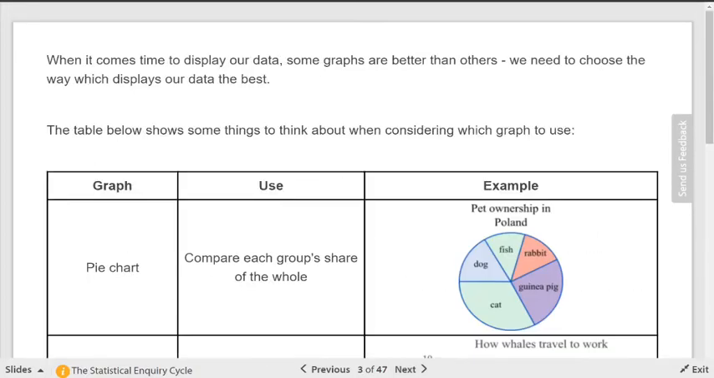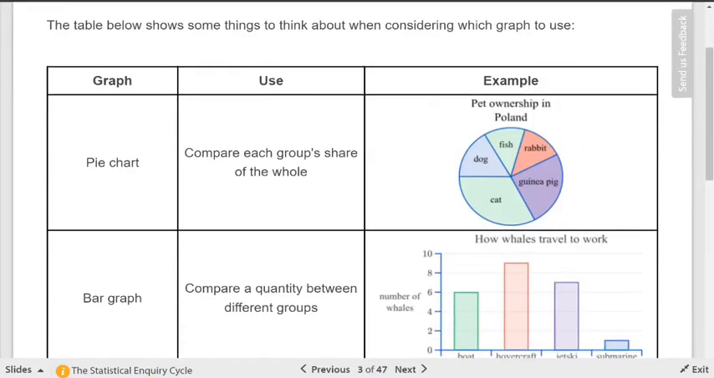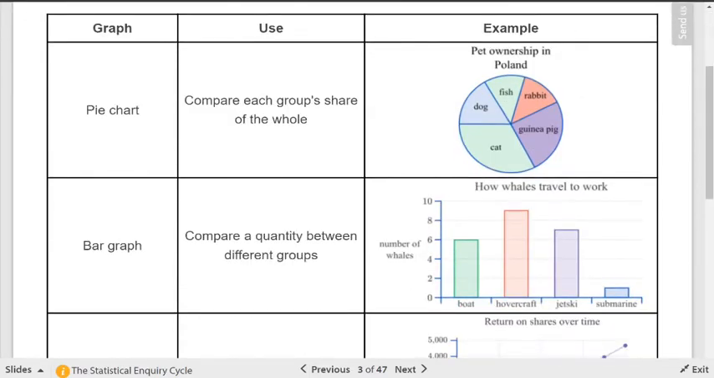Okay, guys. Now, when it comes time to display your data, some graphs are better at displaying data than others, and you need to know something about each type of graph so you'll know which one to choose. So, you don't need to write about that part, but you do need to write this part. So, write down pie chart, okay? And pie charts are best used to compare groups. Okay, so you're comparing groups.